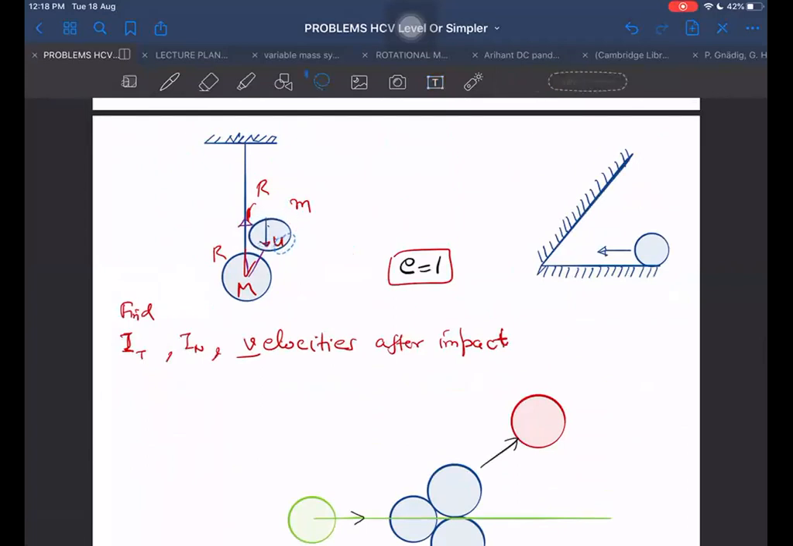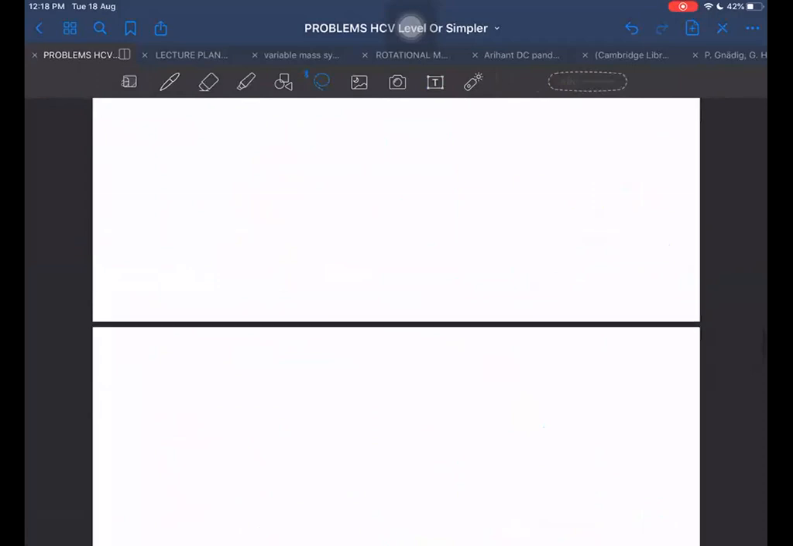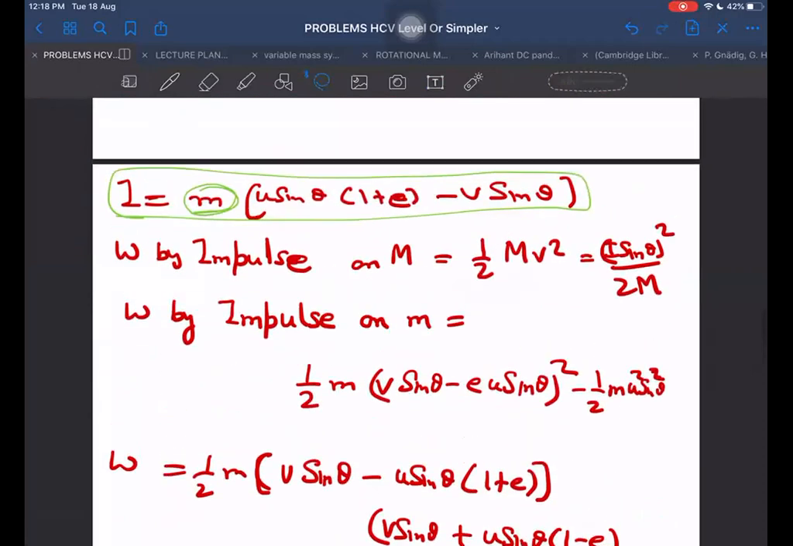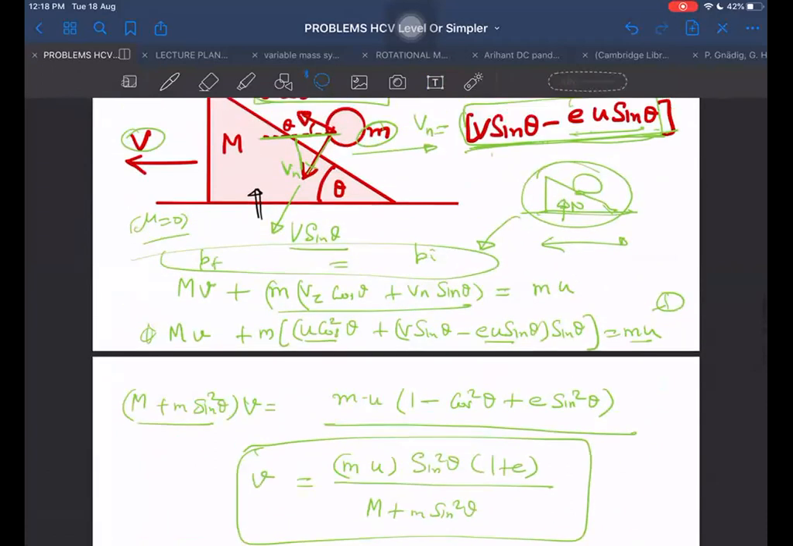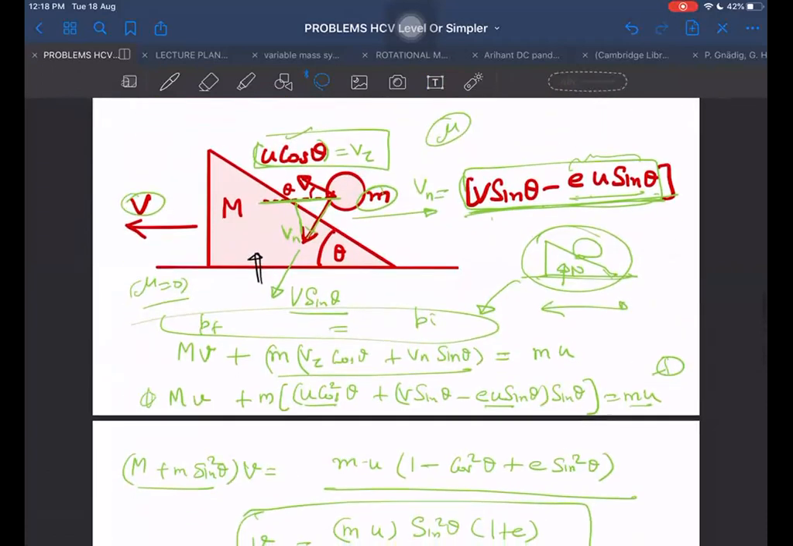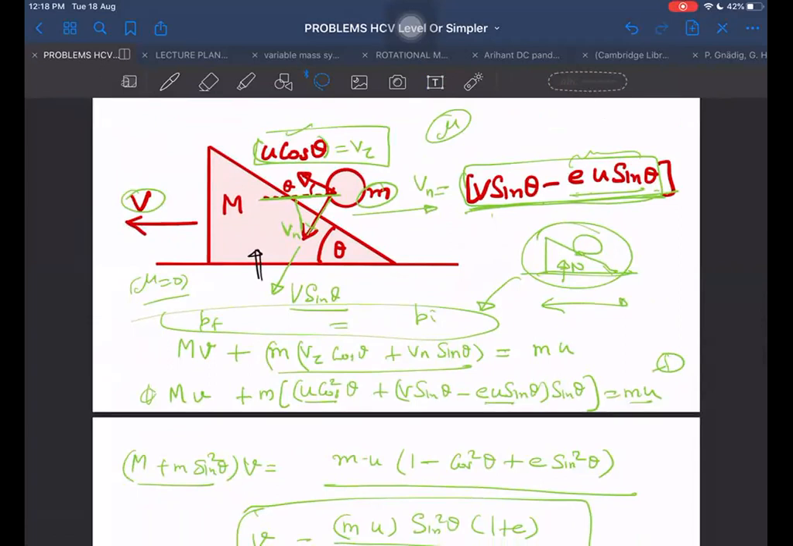Sir, I have a doubt in the previous problem. Yes, ask it. Here we got v sin theta minus u sin theta, no, sir? Yes. How did we get that? I am not understanding.